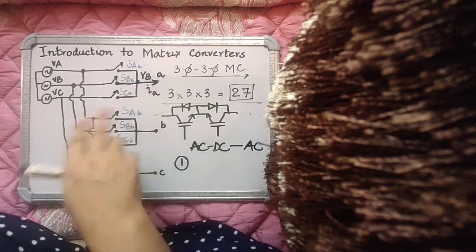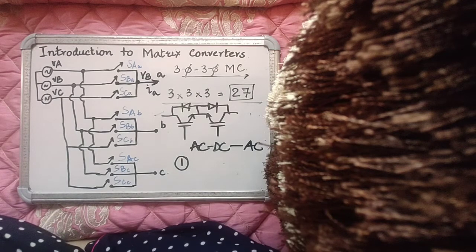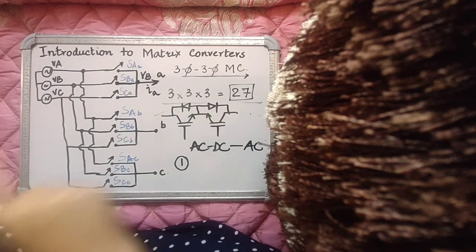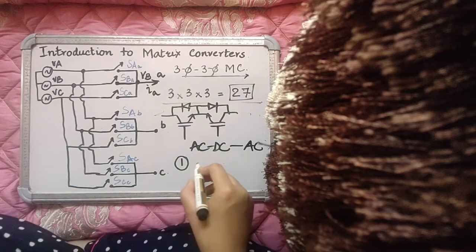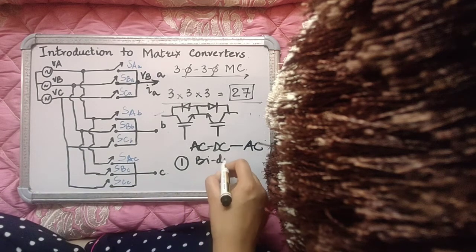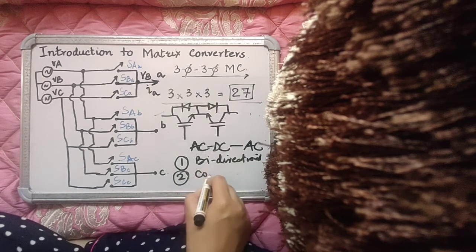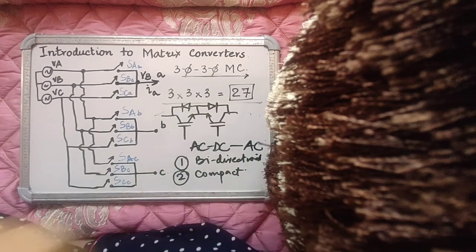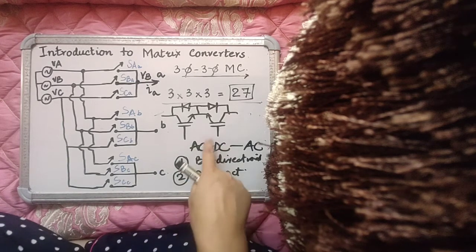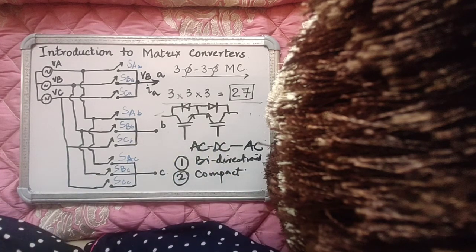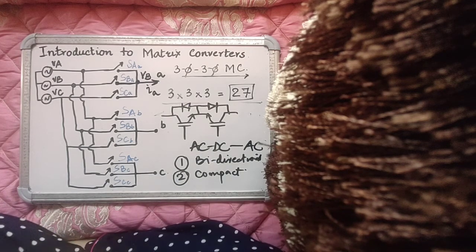Energy flow is bidirectional. If you're using a motor drive, it is very easy to go for regeneration of the drive using a matrix converter. The second advantage of using a matrix converter is that they are very compact in size. The reason is that when you eliminate the DC stage, you also eliminate the DC link capacitor, and passives like capacitors and inductors are known to occupy a lot of space, or they have a large footprint, or they contribute to a large volume, large size.